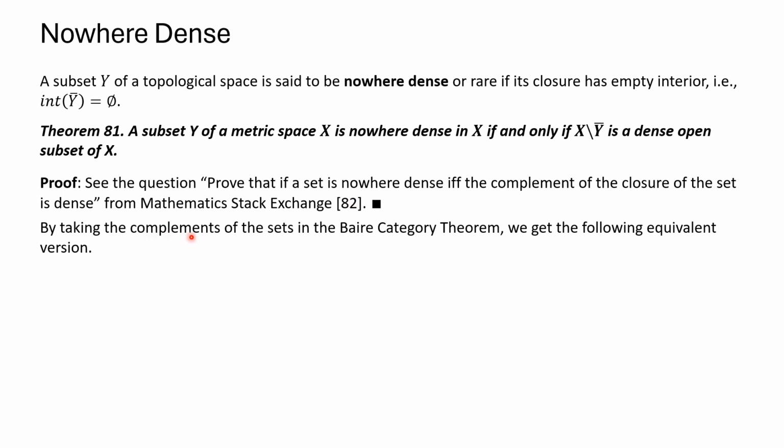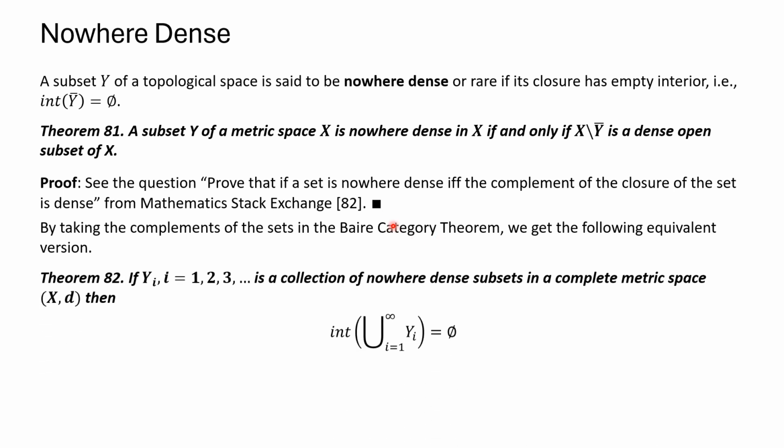Then if we take the complements of sets in Baire category theory from the previous slide, we get this version. If Y sub I is a countable collection of nowhere dense subsets in a complete metric space, then the interior of the union of all these nowhere dense subsets is still empty. So by taking more and more, the union of more and more nowhere dense subsets gets you nowhere. At least if it's a countable collection, you're still going to get an interior that's empty.